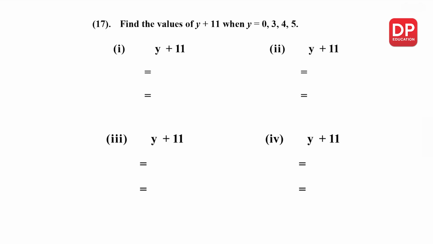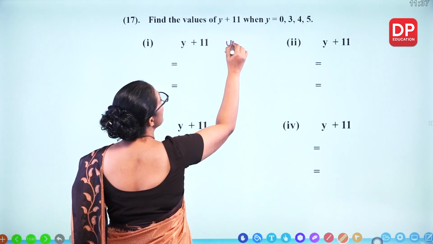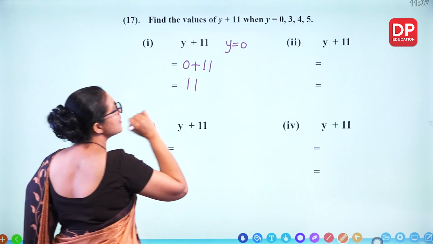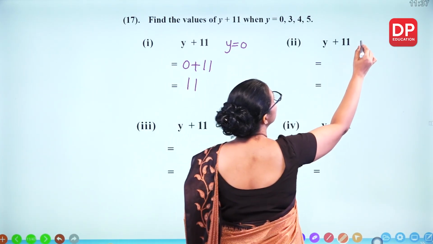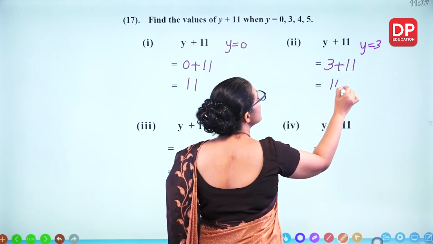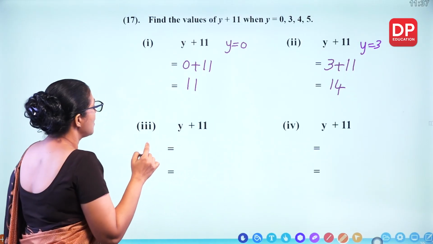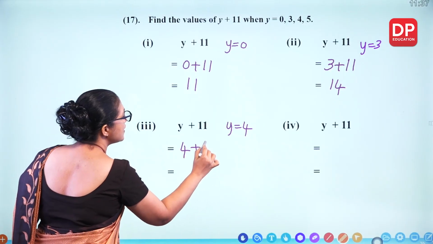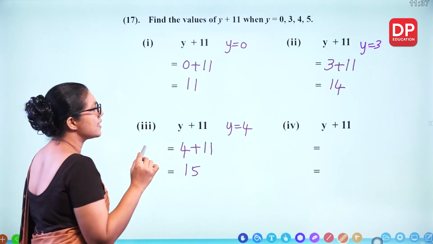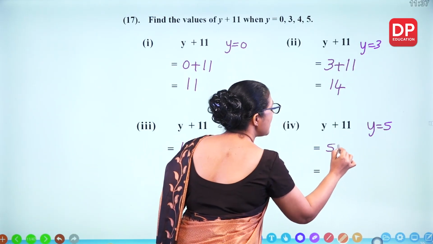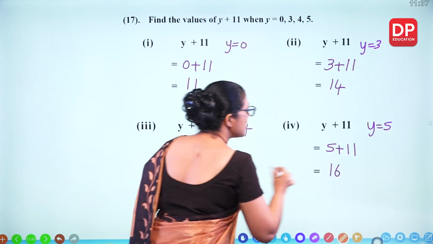Find the values of Y plus 11 when Y equals 0, 3, 4, 5. So we'll put Y equals 0 first. 0 plus 11, you get 11. Y equals 3. 3 plus 11, you get 14. Y equals 4. 4 plus 11, you get 15. And Y equals 5. 5 plus 11, you get 16.